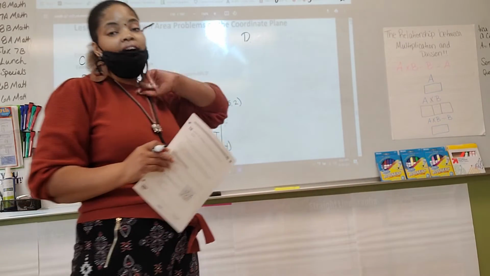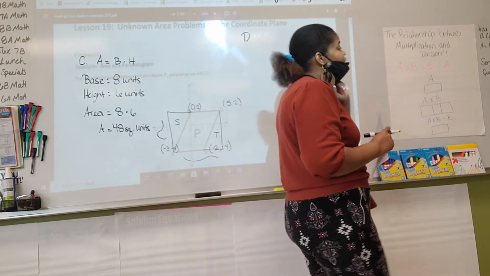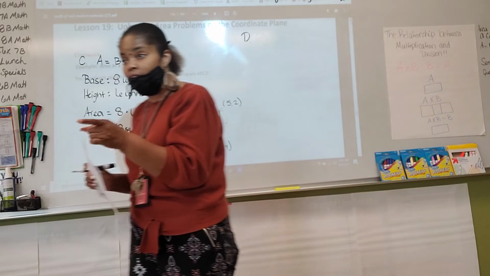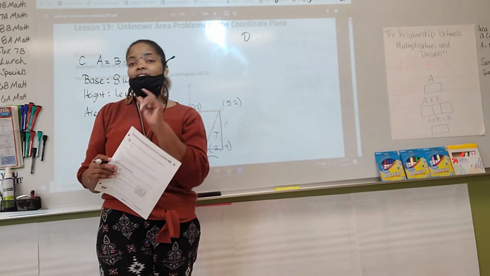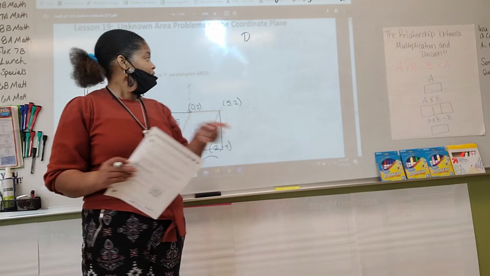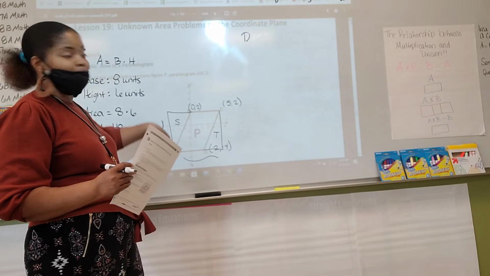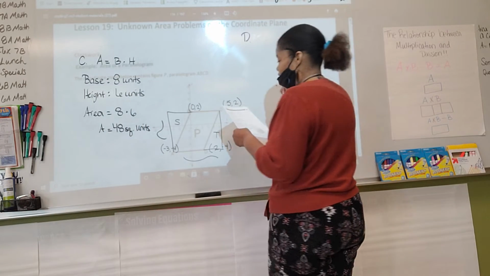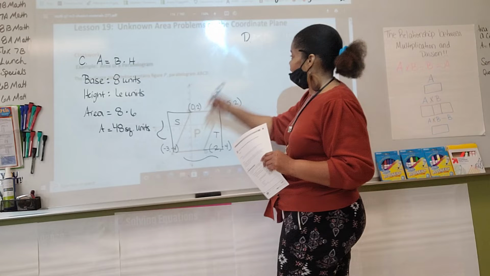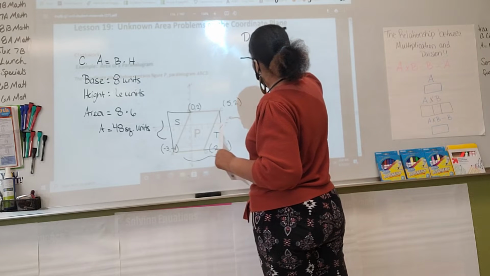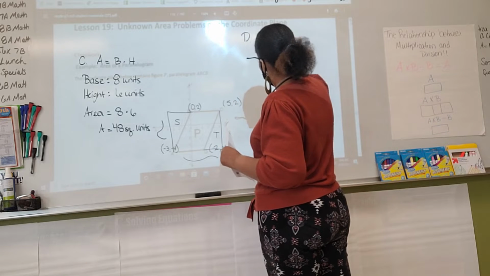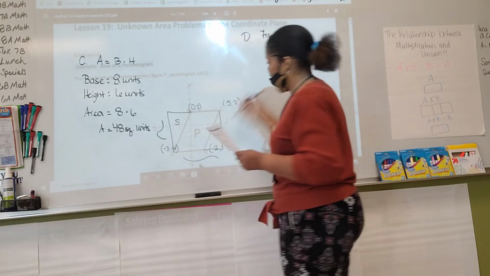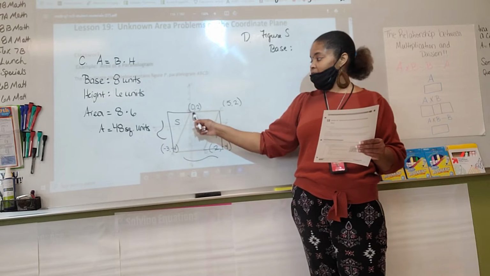I'm going to put it over to the side over there so that you guys will remember this one as well. So anytime we're trying to find the area of a triangle, you take the base and the height and you multiply it by half. Because understand that a triangle is just the rectangle split in half. Okay? So let's look at D. Let's go with figure S first. Figure S, what is the base? So that's here. From here to here. What is the base of S?